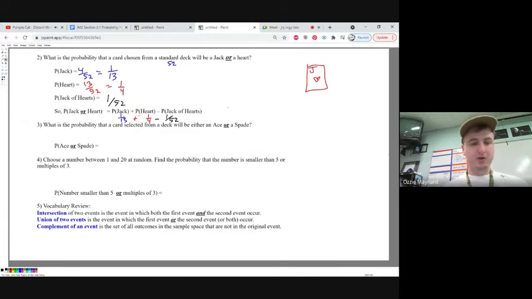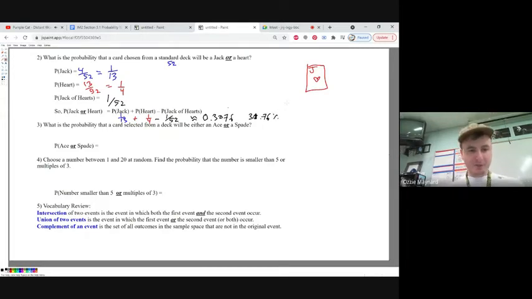Okay, so finally, if we go ahead and add all these things using a calculator, 1 over 13 plus 1 over 4 minus 1 over 52, it's about 0.3076. We get a probability of about 0.3076 or 30.76%. Okay, next up is problem number 3.